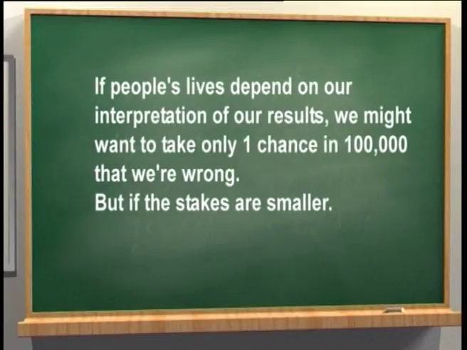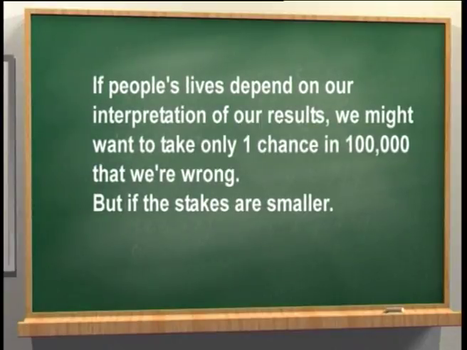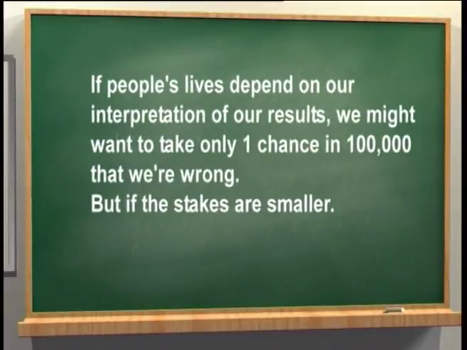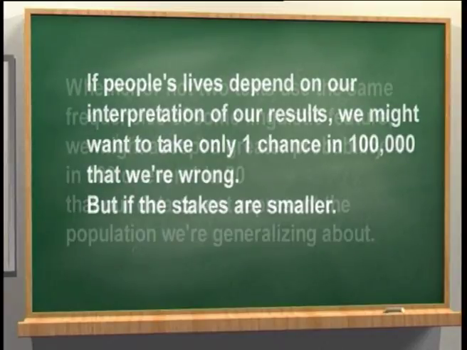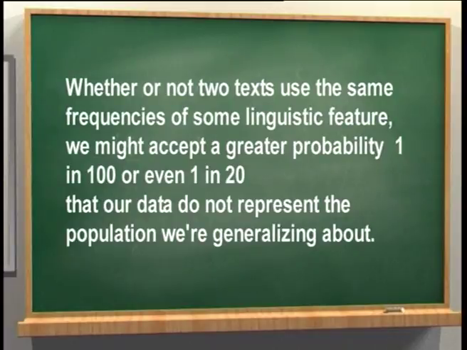If people's lives depend on our interpretation of our results, we might want to take only one chance in 1 lakh that we are wrong. But if the stakes are smaller, for example, whether or not two texts use the same frequencies of some linguistic feature, we might accept a greater probability, that's 1 in 100 or even 1 in 20, that our data do not represent the population we are generalizing about. The important thing is to explicitly motivate one's threshold before one performs any test of statistical significance, to minimize any temptation for post hoc compromise of scientific standards.